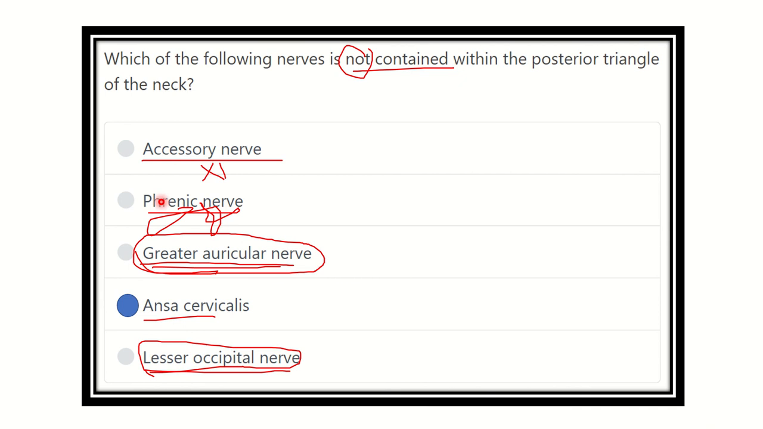And we can see all the options involve nerves here. So the nerve compartment is very important for the posterior triangle of the neck, because the muscle, lymph node, and vessel contents are usually not as important for the posterior triangle.